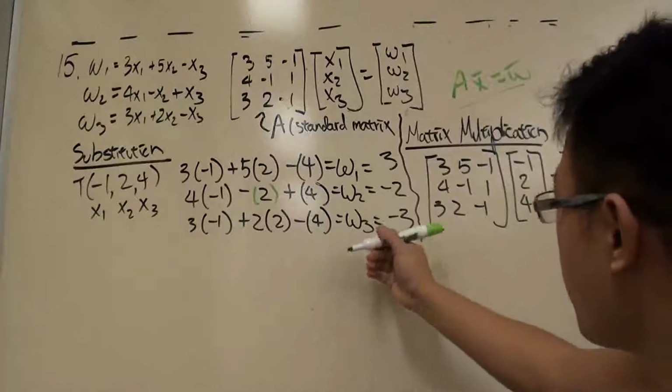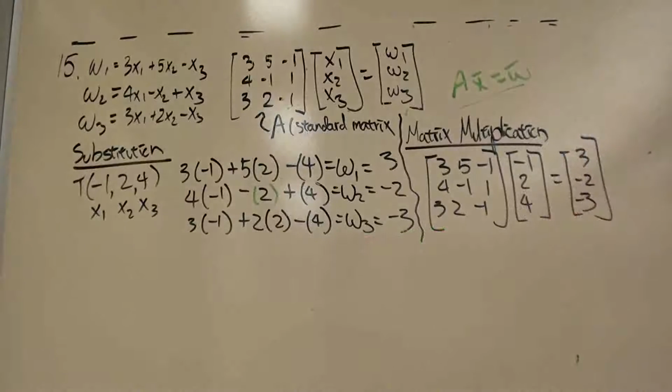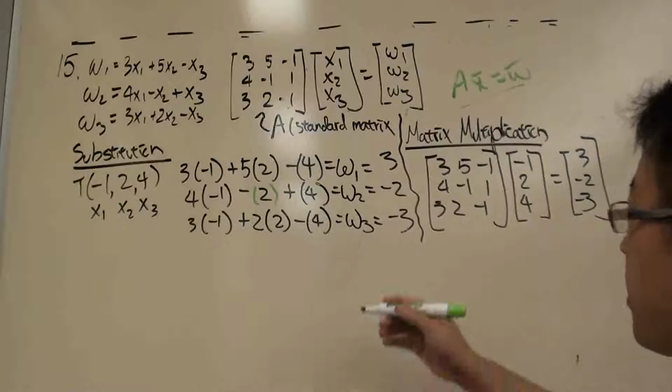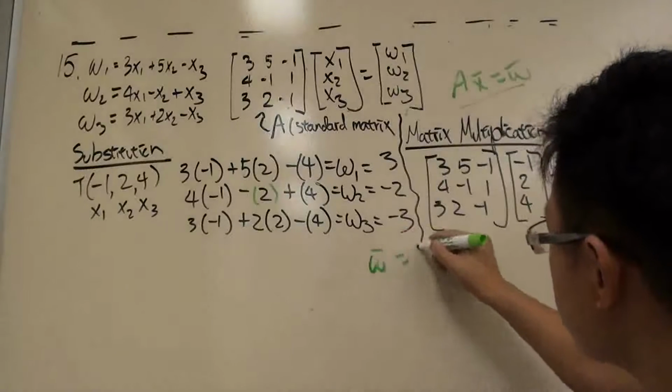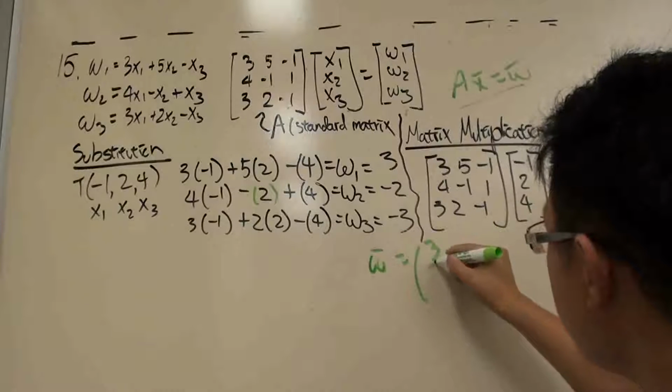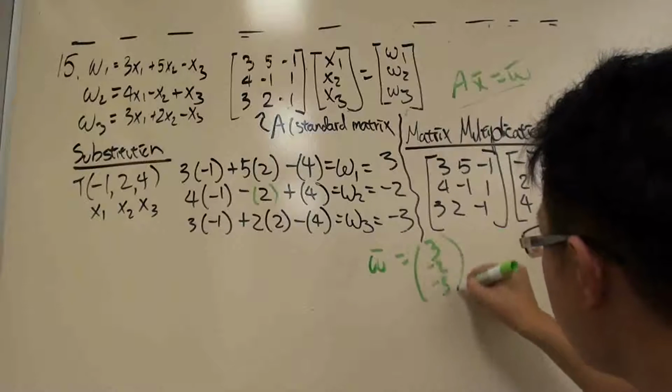So you could say, well, how did the question phrase it? Then compute. Oh, okay. They don't even directly say give me the W vector. But ultimately, the W vector is going to be 3, negative 2, negative 3, right?